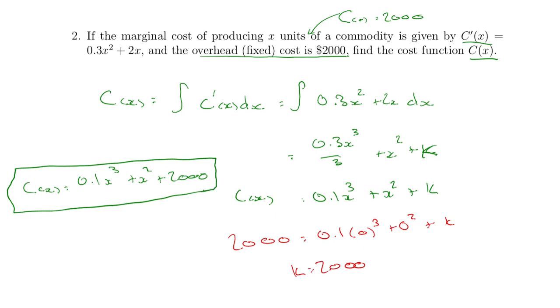So every now and then we'll have to translate something like this. Maybe instead of an overhead cost, we'll be told that the cost of producing 10 items is $4,000, in which case we might say something like this. And then we'd be plugging in 10 for x and setting it equal to 4,000. There's all these different options that you can have, but it's all going to be based on what your initial value is, what the point that they give you is.